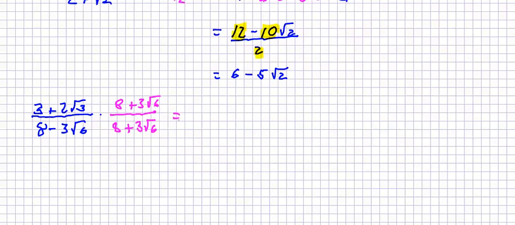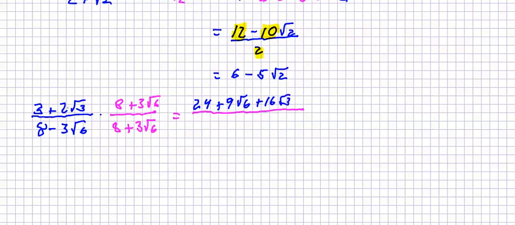All right, if I were you, I would just pause this, figure out the answer on your own, check it, see if you did it right. If not, listen to the whole thing. Numerator, 3 times 8, 24. 3 times 3, 9, square root of 6. 2 times 8, 16, square root of 3.